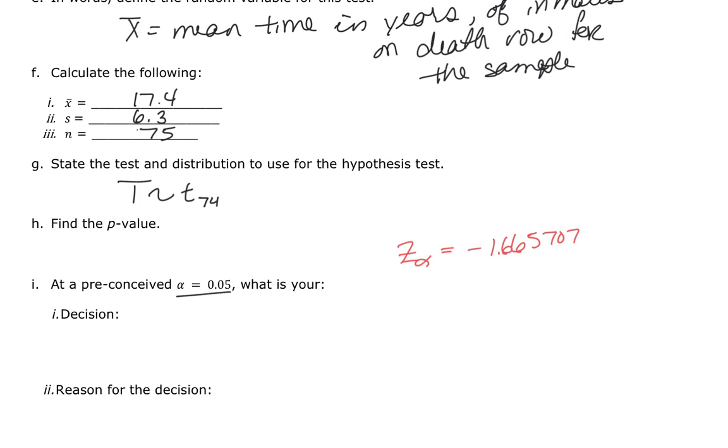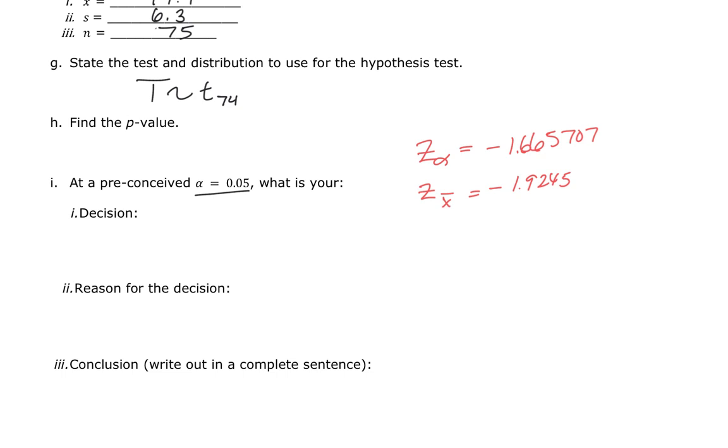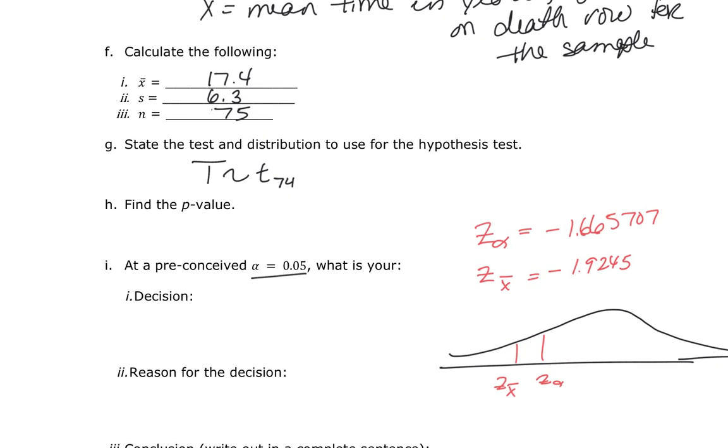My z-score for this mean of 17.4, or I could just put x bar, is going to be negative 1.9245, a bunch of zeros after that. So just looking at my z-scores, right? If I draw my graph, not well, obviously. Here is my z alpha. This is where my z of x bar is, and I can tell just by the z-scores that I'm going to reject the H0.